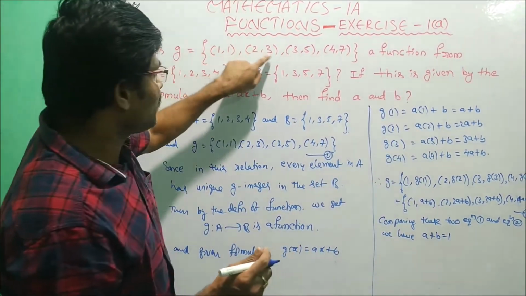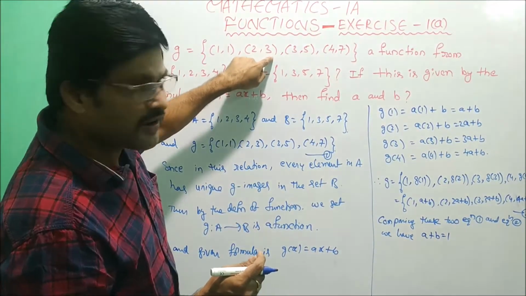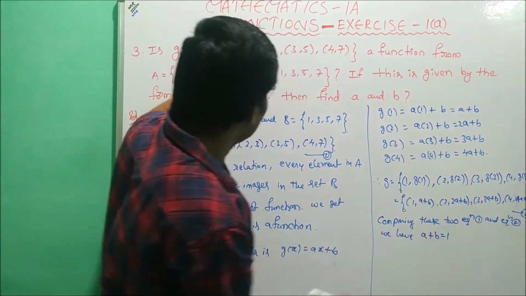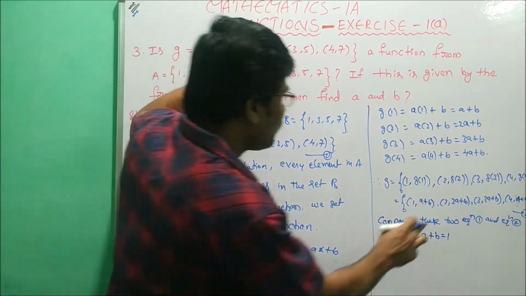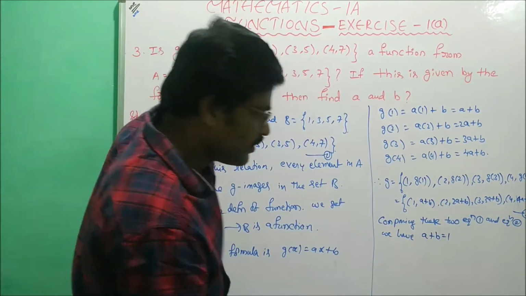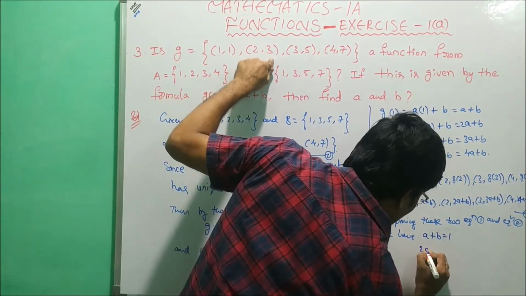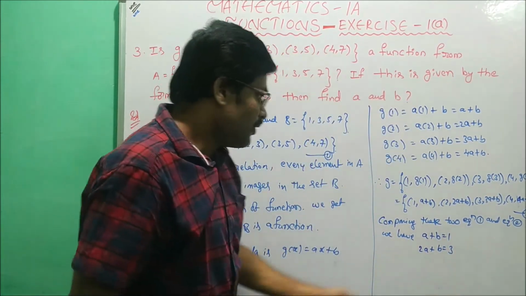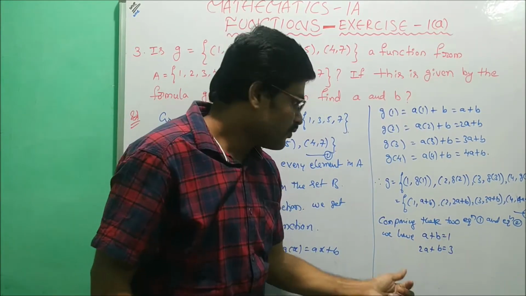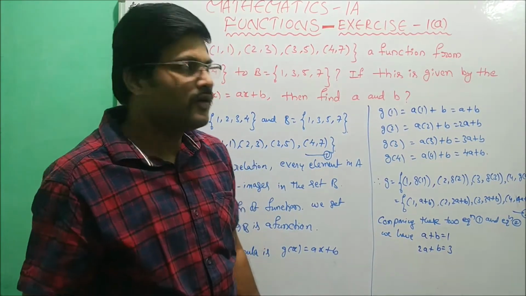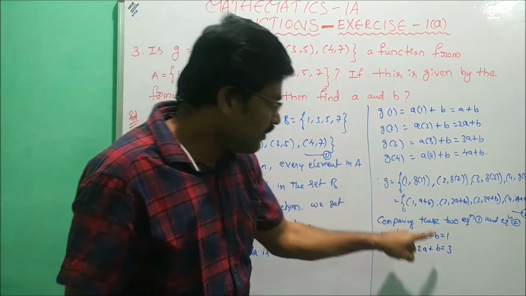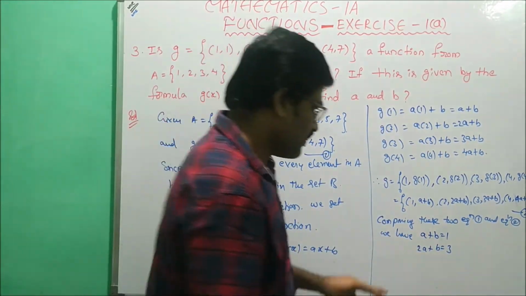We take another ordered pair. In the first, the first component is 2, and here also the first component is 2. In one the second component is 3, and in the other the second component is 2a plus b. Now we take 2a plus b equals 3. Now solving these two equations to find the values of a and b.